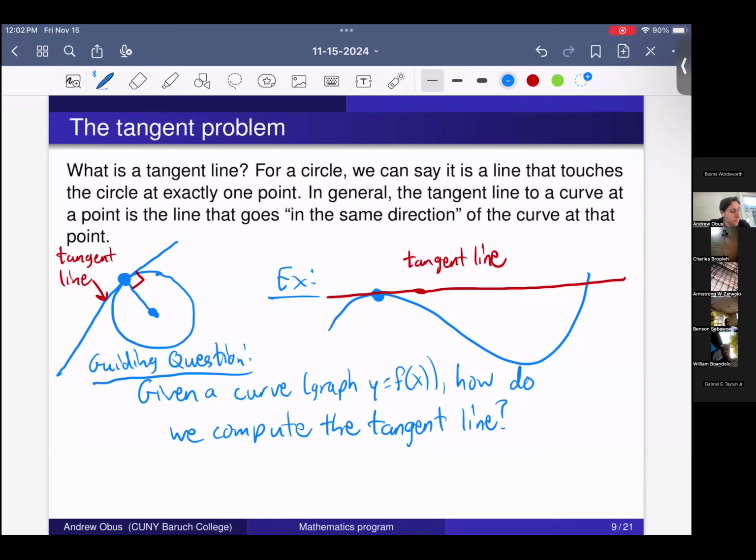We can compute the tangent line by using the first principle of derivative. Right, but we're assuming nobody knows what a derivative is yet. So what we're trying to do is derive what the derivative is and what it means. So how do we compute the tangent line?